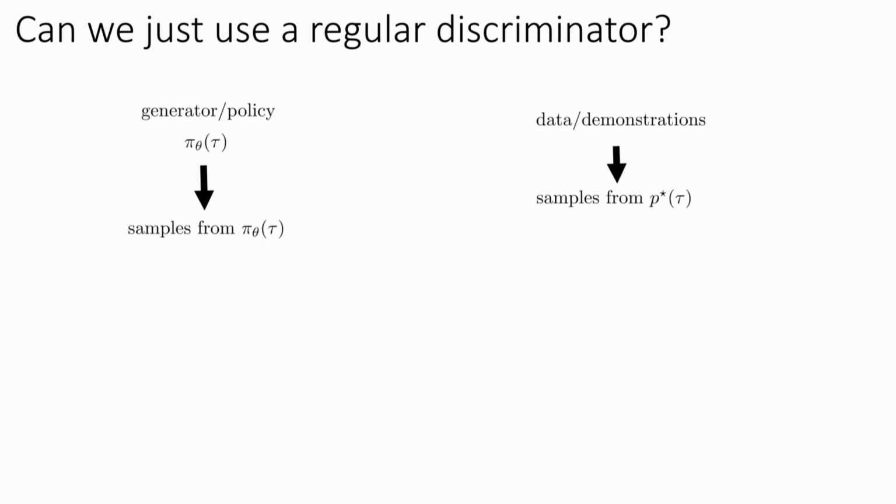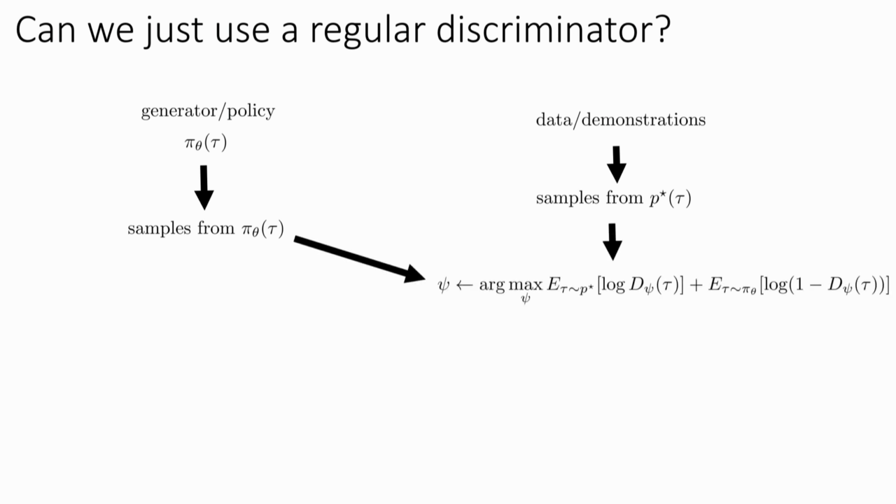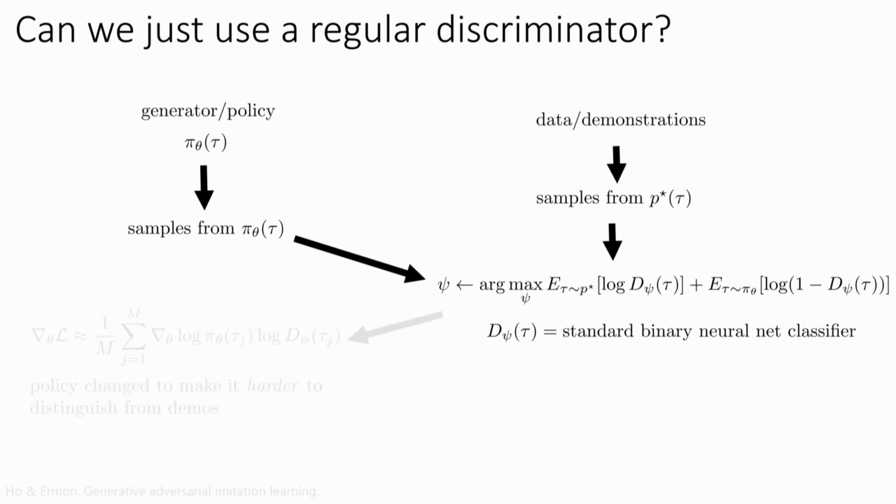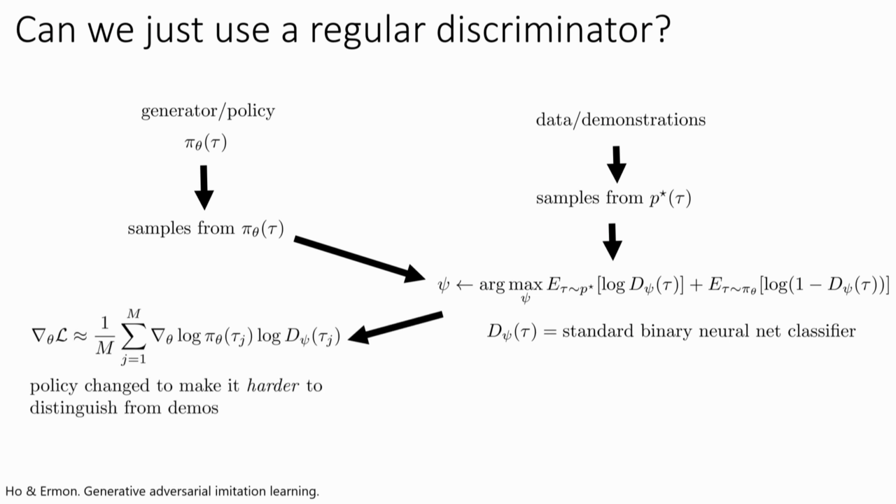So just like before, we're going to have a policy and we're going to have data. But now, when we train our discriminator, we're not going to bother with that special representation that contains the reward function inside of it. We'll just directly parameterize D psi as a binary classifier, as a neural net. We won't get a reward function explicitly out of this, but it turns out that you can actually recover an objective for RL out of it by taking the log of D. So you essentially change the policy to make it harder to distinguish from the data.